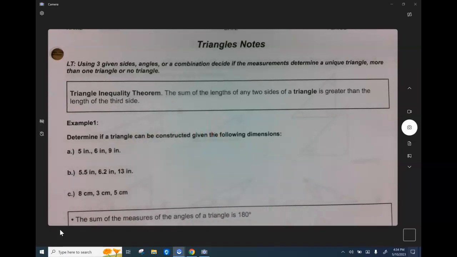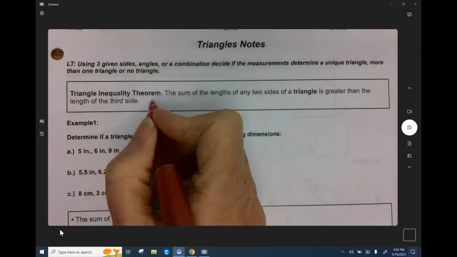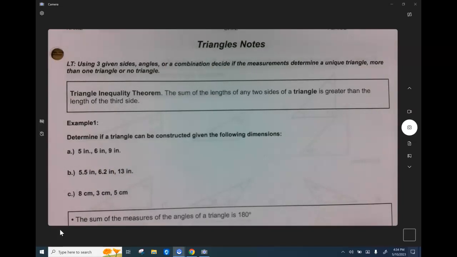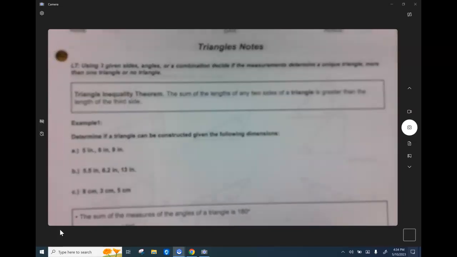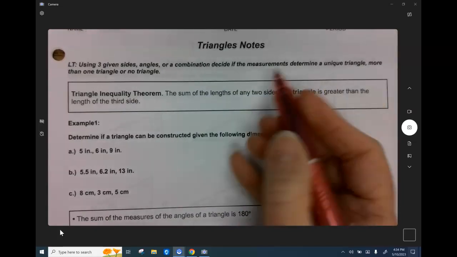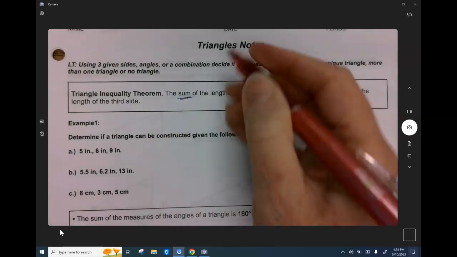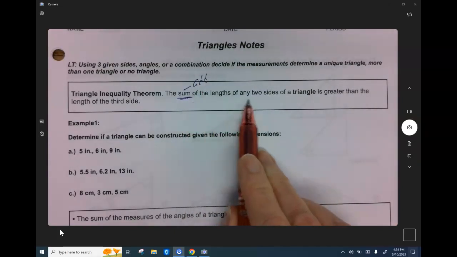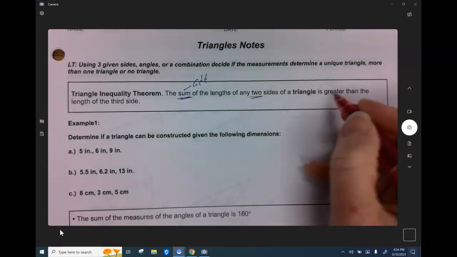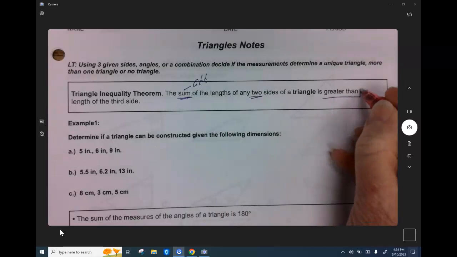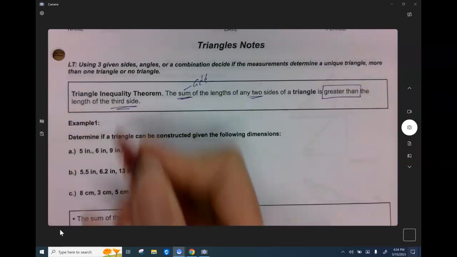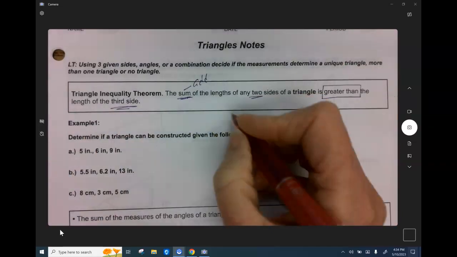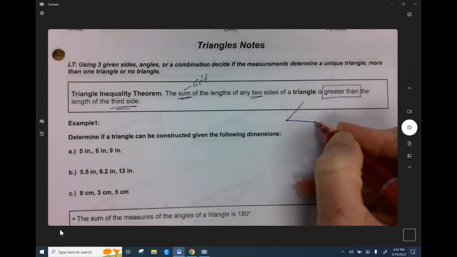There will be times in your life when you have to prove theorems in math. We don't have to do that today. We just get to accept that this is what it is. And what it says is that the sum of the lengths of two sides of a triangle, and what does sum mean? That's right, that means that you're going to add. You're going to add the lengths of two sides of a triangle, and it's going to be greater than the third side.